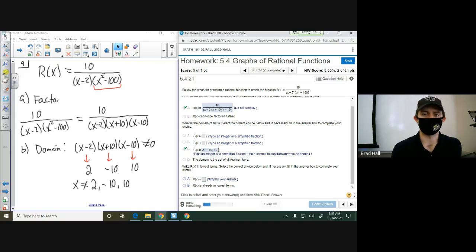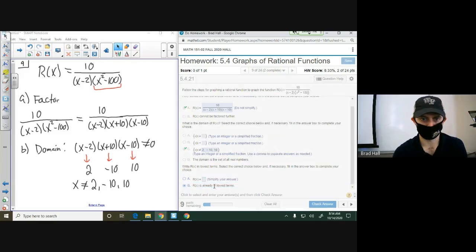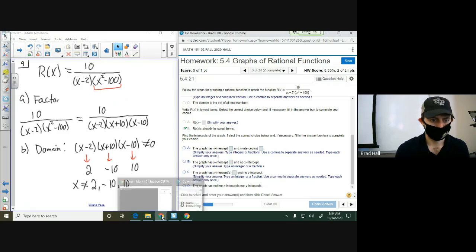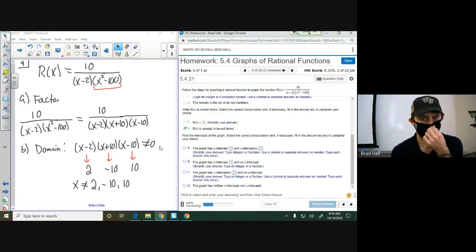It also wants us to put this into lowest terms via any cancellations we might have, but there's no equivalent expressions going on in the numerator and the denominator simultaneously. So there's nothing to cancel. So it's already in lowest terms. So we can go ahead and figure out the intercepts again.